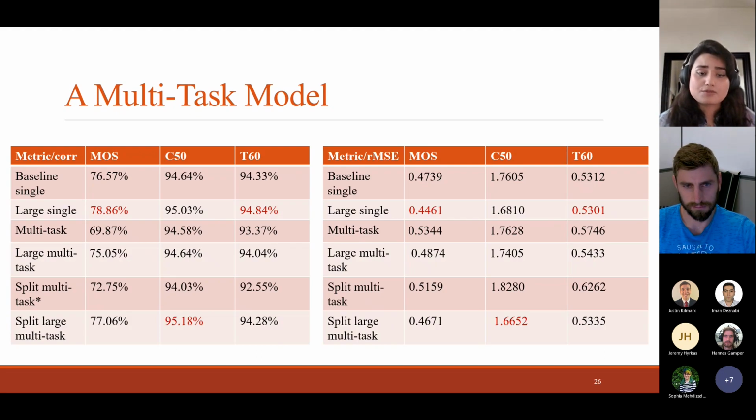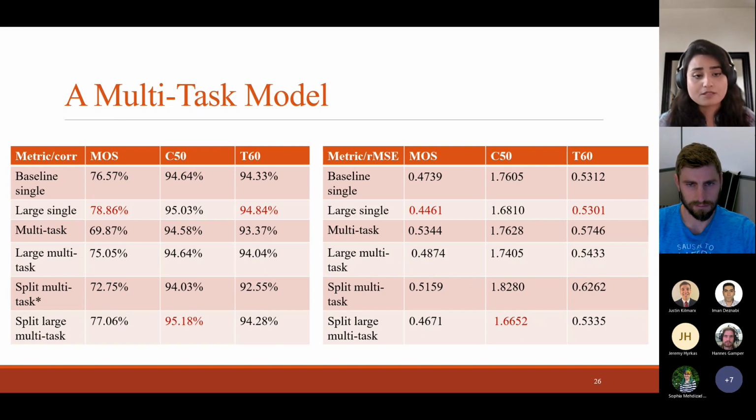In this table, I've tried many different experiments, but I only reported the experiment which was giving the most promise. So still, you can see this large single task model has the best performance. The large single task model has about twice the number of parameters as the baseline. It's 100K parameters. And the single task one still gives the best performance for MOS and T16.